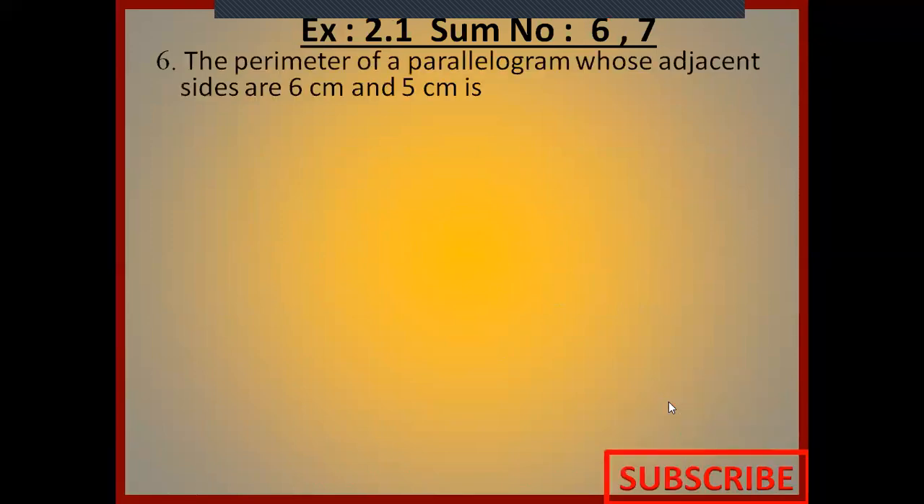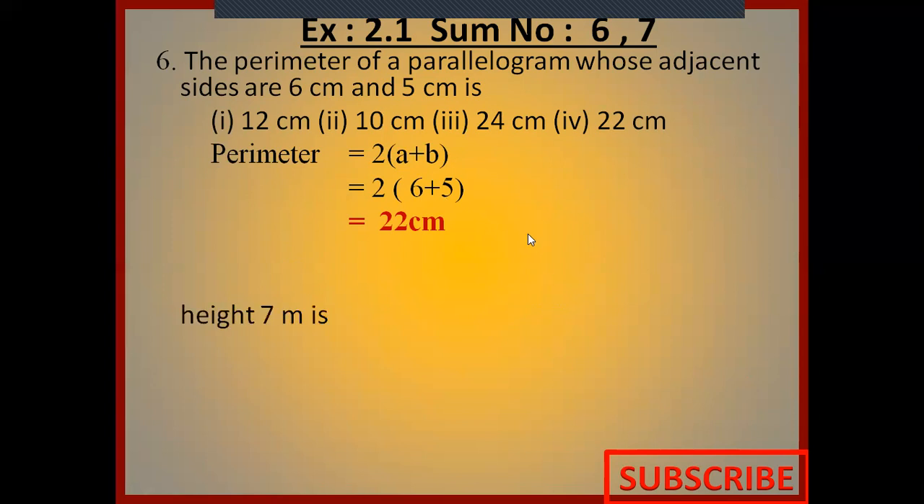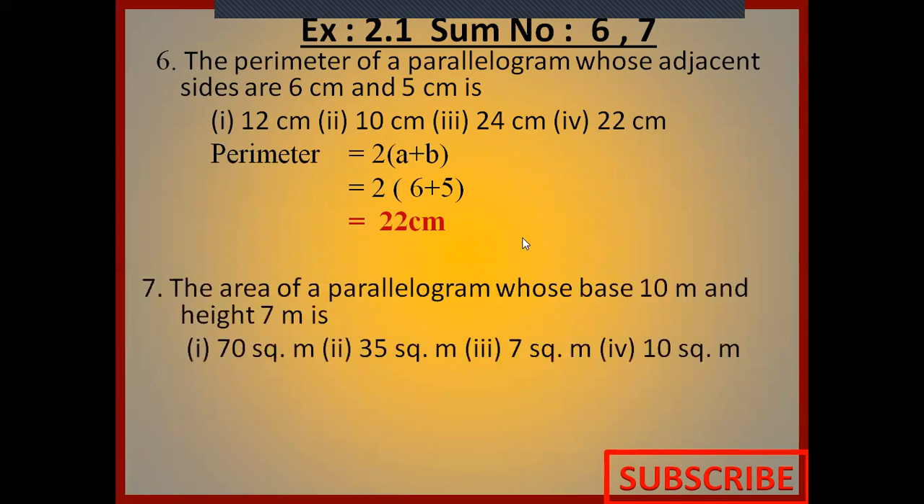So now we'll move on to the next one, sum number 6, which is objectives. The perimeter of a parallelogram whose adjacent sides are 6 centimeter and 5 centimeters. Since we already know how to find, 2 into a plus b, apply the values and get your answer as 22 centimeters. Seventh one, the area of parallelogram whose base is 10 meters and height is 7 meters. So just multiply the base and the height, you get the area as 70 square meters.